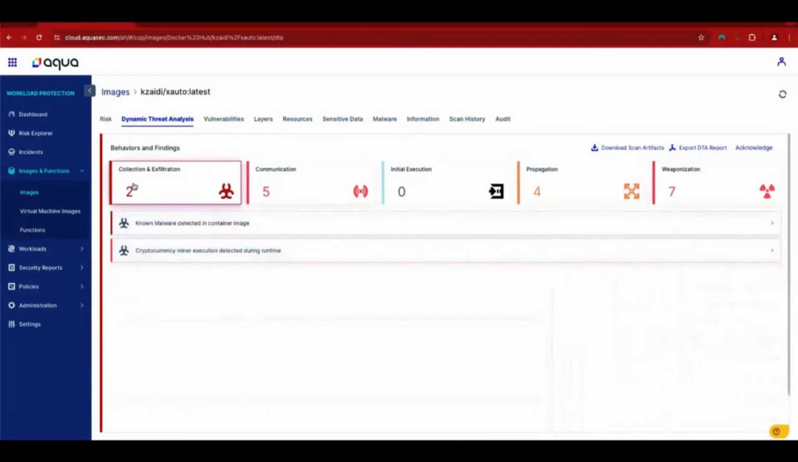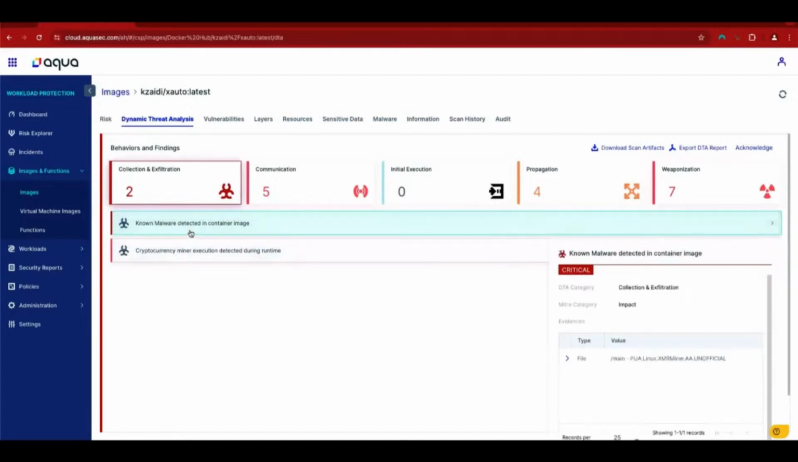And we can look into another category of collection and exfiltration, for example, where we see that that executable that was dropped in memory is actually a malware, a known malware. And specifically, it's a crypto miner that is running. And we can see here that it's XMR miner. We can see the evidence with its hash, with its signature that we can see here. And we map it, as we mentioned before, to the MITRE categories or MITRE ATT&CK framework categories so that we can easily classify it and prioritize it.